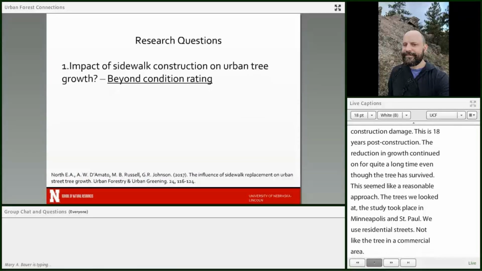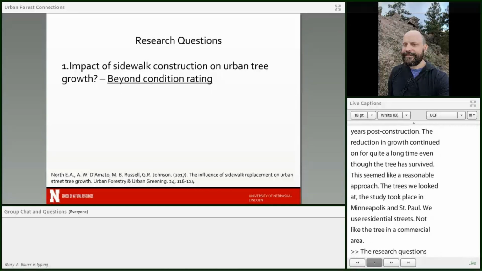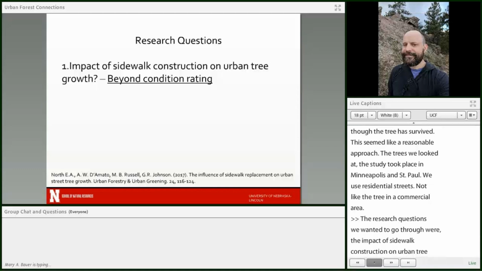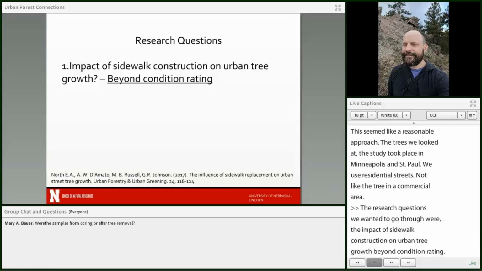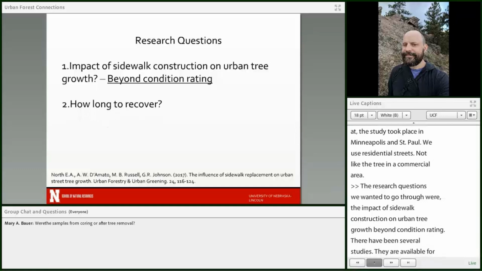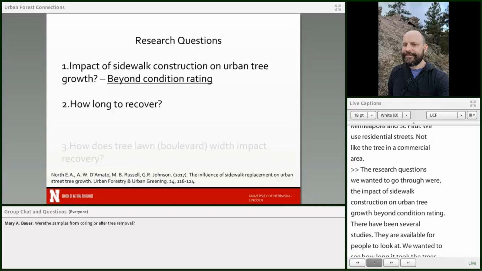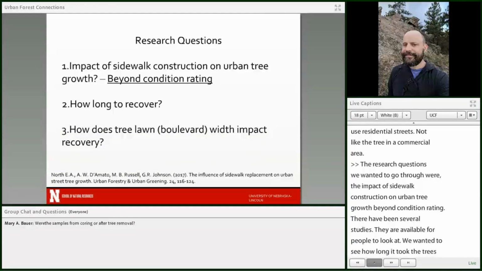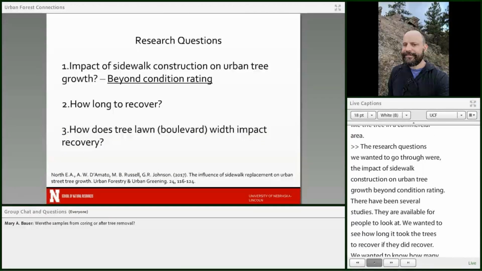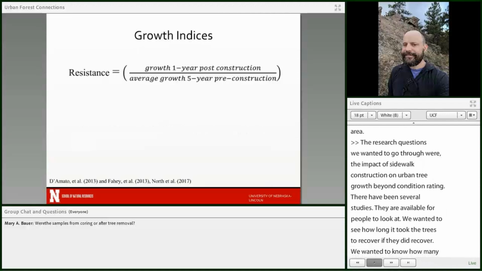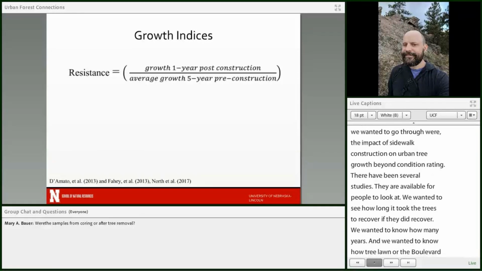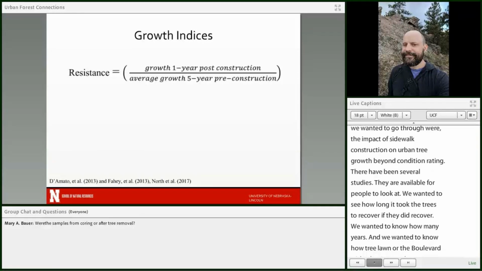The research questions we wanted to go through were the impact of sidewalk construction on urban tree growth beyond condition rating. There have been several studies that looked at condition past construction damage, and those are available for other people to look at. We wanted to see how long it took trees to recover, if indeed they did recover. So we wanted to know how many years, basically, it took. And then we wanted to know how tree lawn or the boulevard width would impact the recovery of those particular trees.